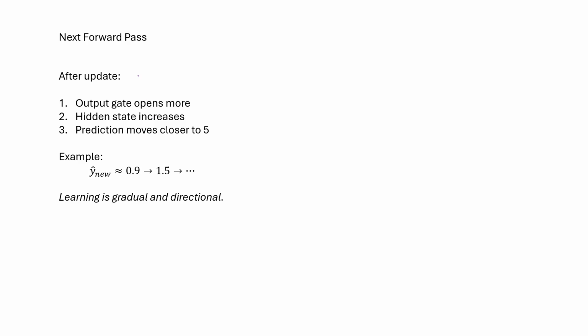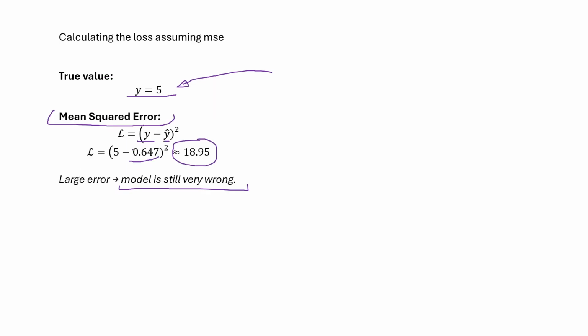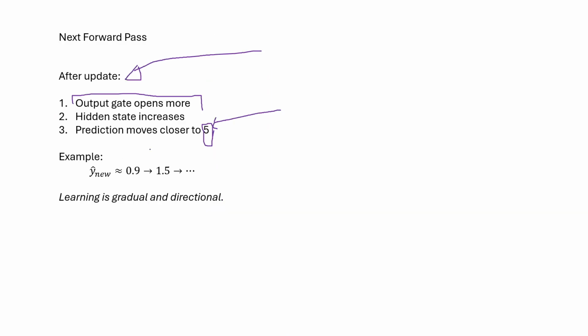And then with the next forward pass after the update, the output gate will open more, we can say. The hidden state will increase, and the prediction would move closer to 5, which is what we're interested in. So this is an example. We started with, I think, 0.647, and then it will just slowly, step by step, get closer to 5. So this is one training step.